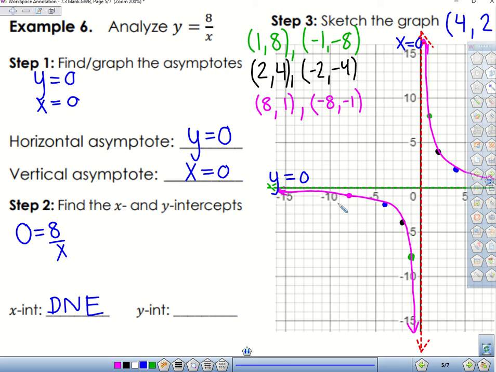No, we never touch. Never touch the x-axis because it's an asymptote. We can't touch it. It's contradictory, right? So let's try the next one.